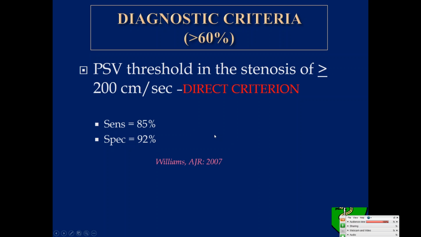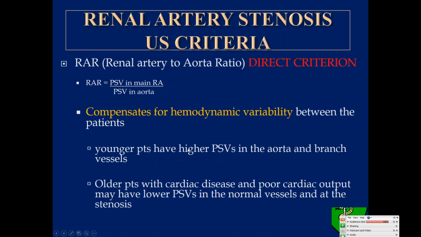For the peak systolic velocities, we usually use a criterion of 200 centimeters per second. Once you're above this threshold, we consider that the vessel is stenotic. It's a direct criterion and has very good specificity and sensitivity, as you can see, with 85% sensitivity and 92% specificity.